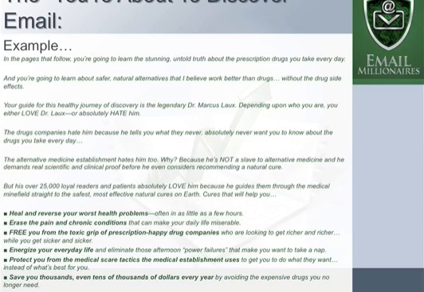Cures that'll help you heal and reverse your worst health problems, often in as little as a few hours. Erase the pain and chronic conditions that can make your daily life miserable. Free you from the toxic grip of prescription-happy drug companies who are looking to get richer and richer while you get sicker and sicker. Energize your everyday life and eliminate those afternoon power failures that make you want to take a nap. Protect you from the medical scare tactics the medical establishment uses to get you to do what they want instead of what's best for you. Save thousands, even tens of thousands of dollars every year by avoiding the expensive drugs you no longer need."